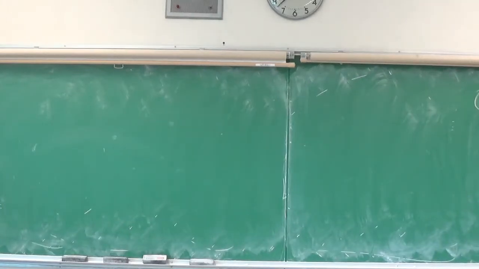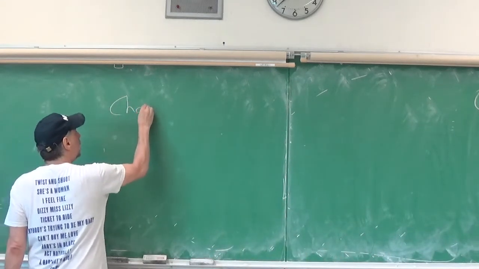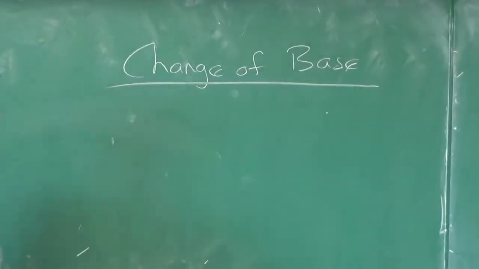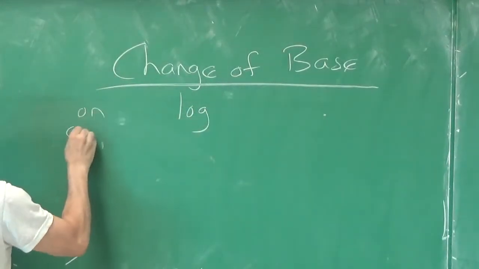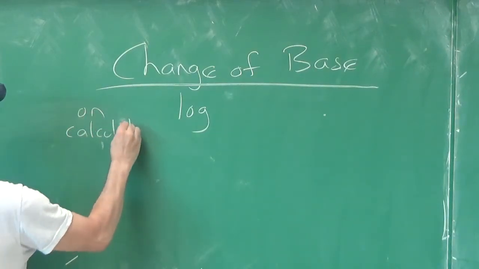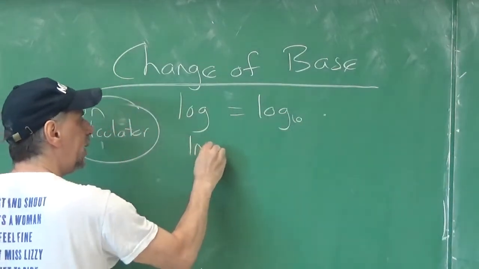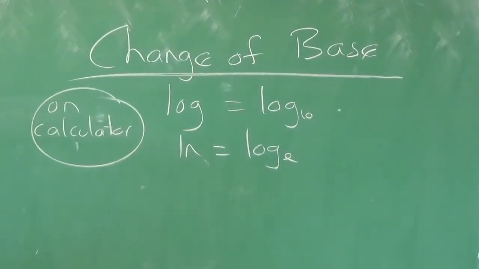Okay, so we expanded, we contracted, we talked about the product, quotient and power rules. So the last thing is the change of base formula. Remember, I mentioned this a little while ago, and we said the only values we have on our calculator are log base 10 and log base e, right? So on our calculator, we have log, which is log base 10, and ln, which is log base e. So we want to convert any log to one of those two in order to find out the actual values.